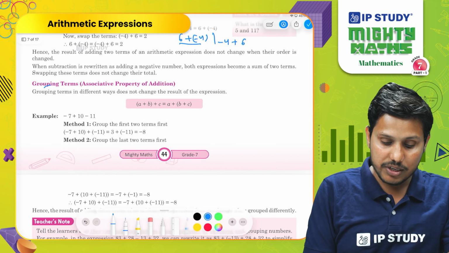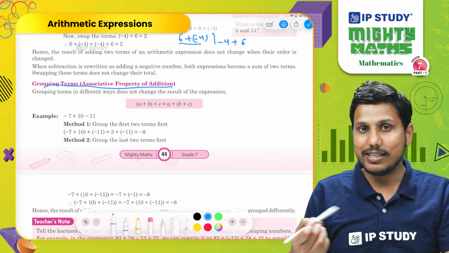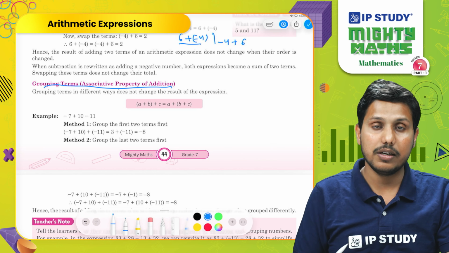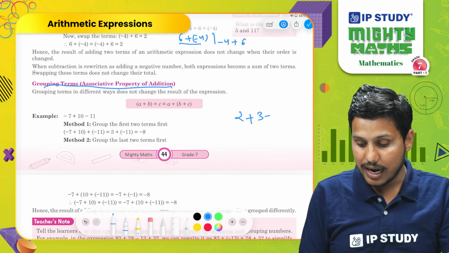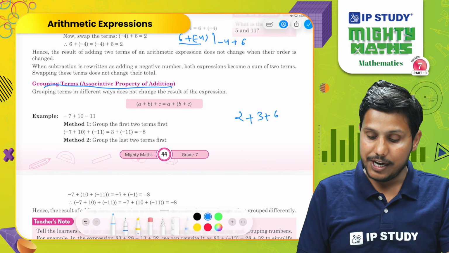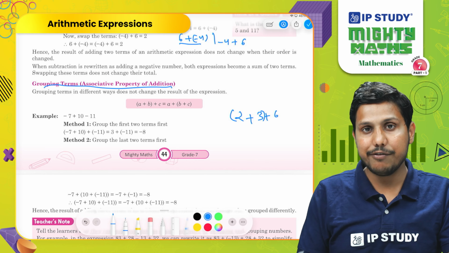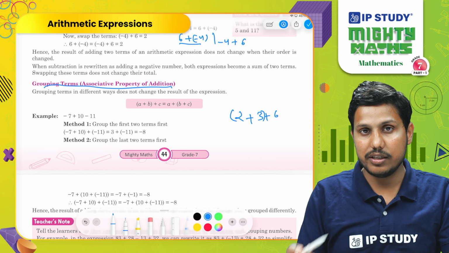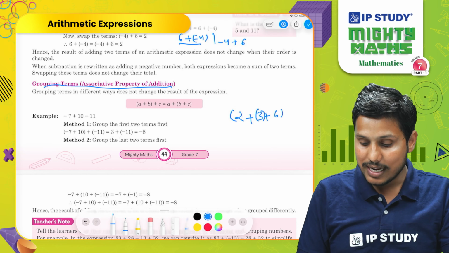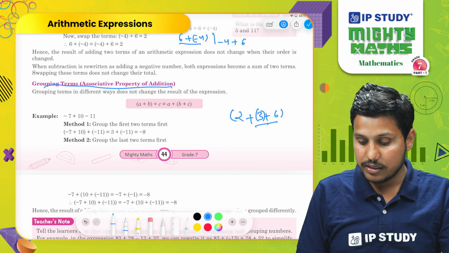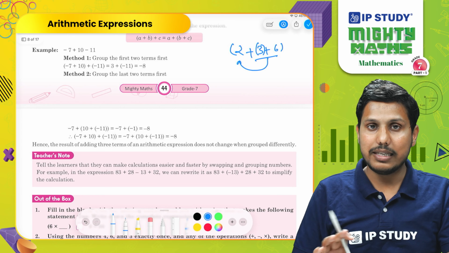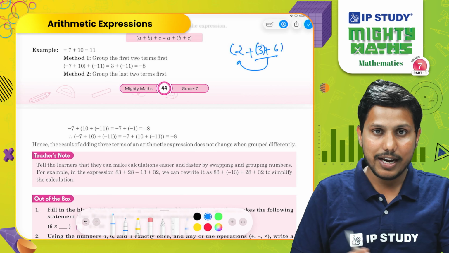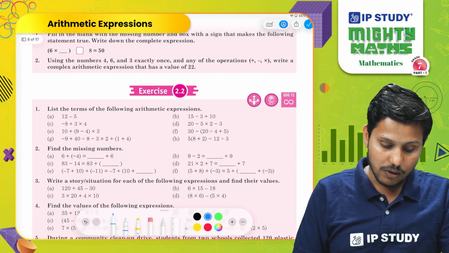Grouping terms, associative property of addition. It is quite similar to numbers that we have been using generally. If we have 3 numbers to be added, we can add them in any order. Like we can add 2 and 3 first, and then add 6 to the result. Or we can add 3 and 6 first, and then add the result to 2. So both say that we can add in any order. Okay.